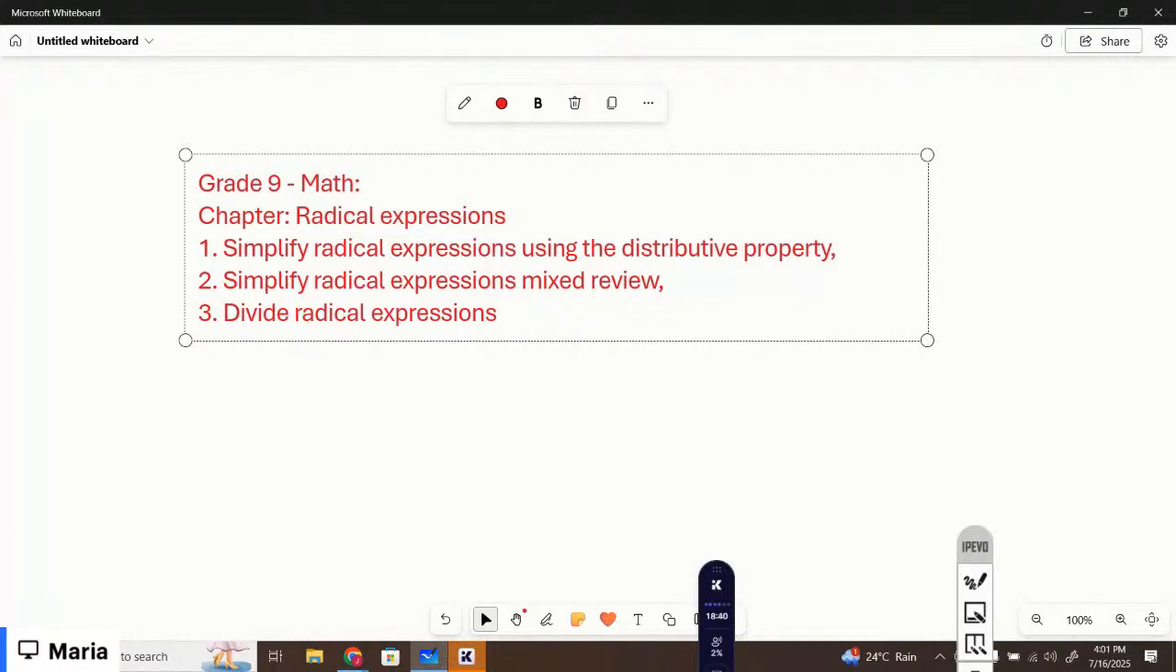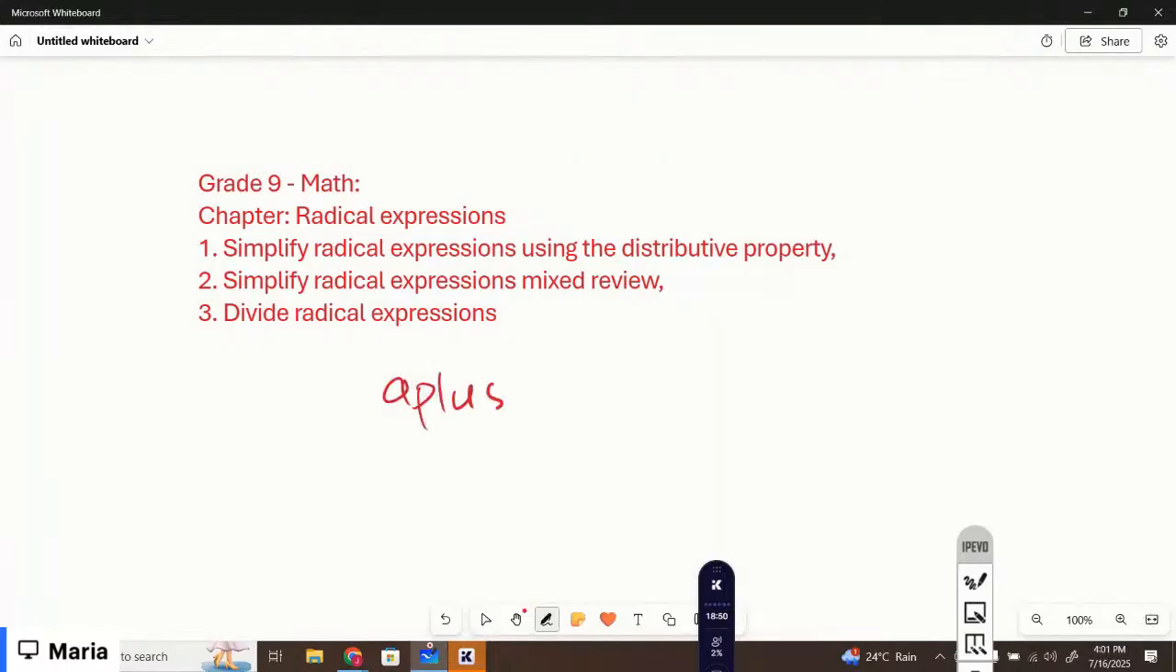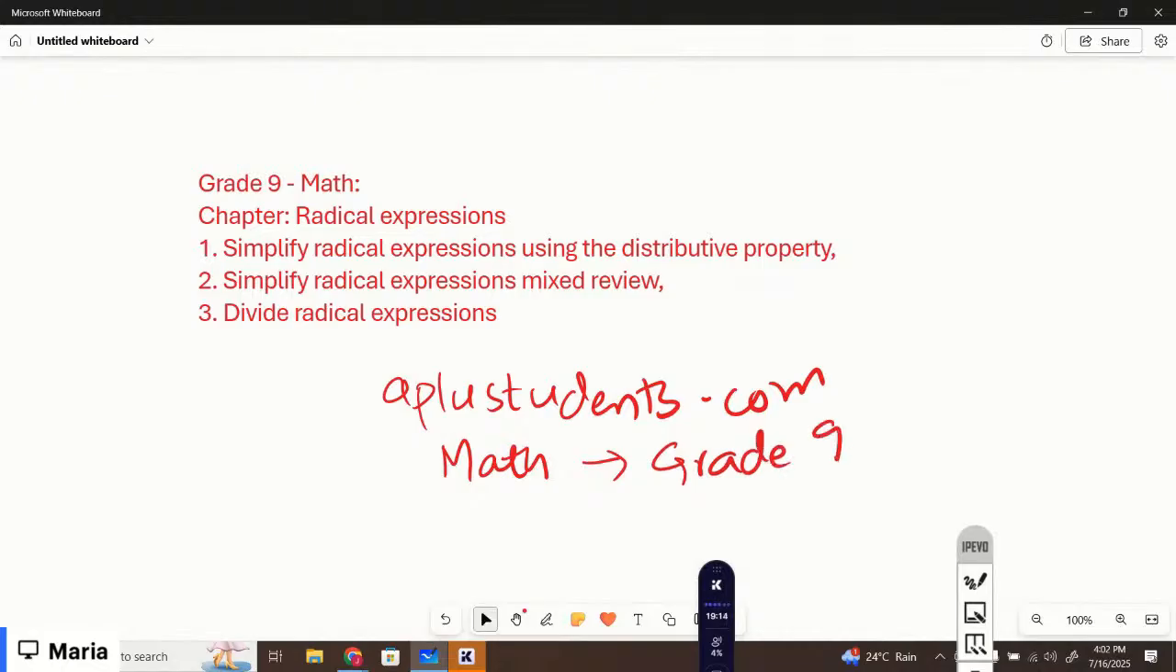I'm going to start with grade 9 math. You can find all the lessons on aplustudents.com. You have to log in there using your email address and password as provided by the administrator. Then you have to select math from the subject tab. Scroll down to grade 9 math and then click on all lessons.